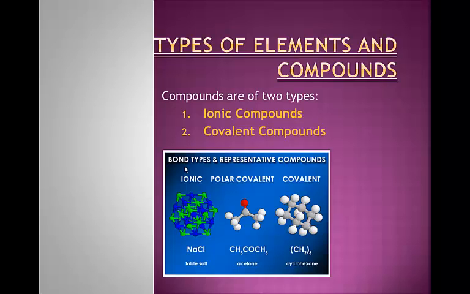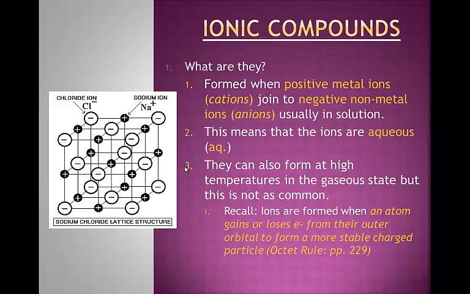So when we look at compounds, this is a review of Science 10, we know that there are ionic compounds and covalent compounds. And we're going to start with a look at ionic. We'll focus on covalent next day. But ionic compounds are really easy to remember because they're made of, not surprisingly, ions.